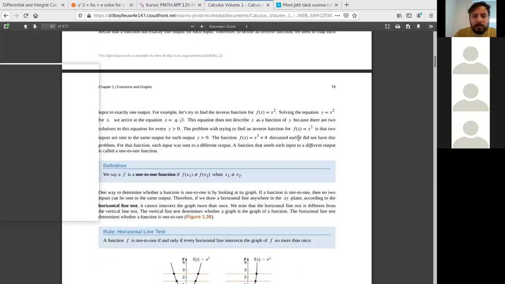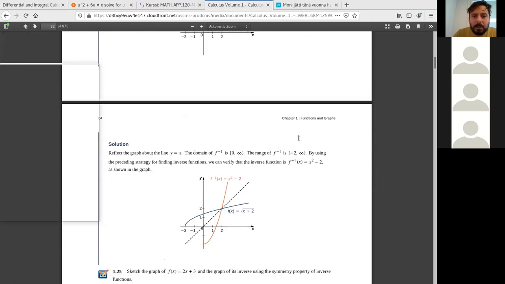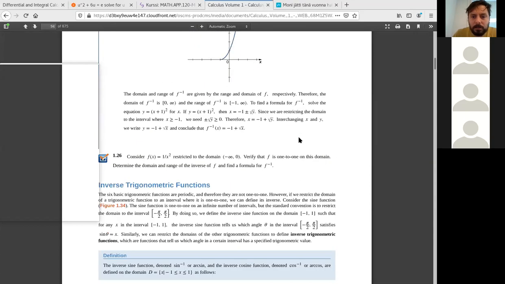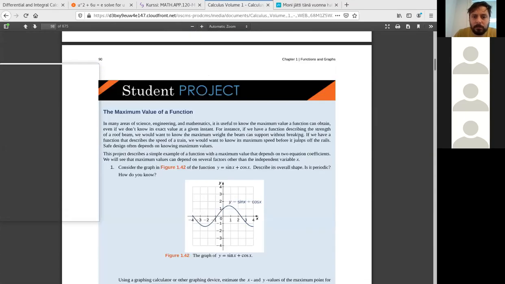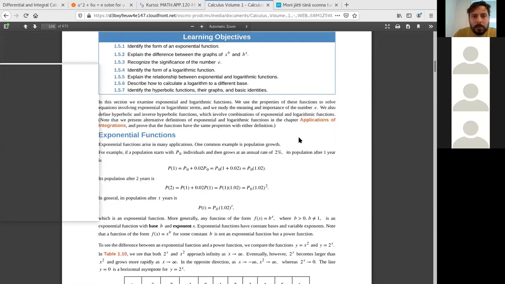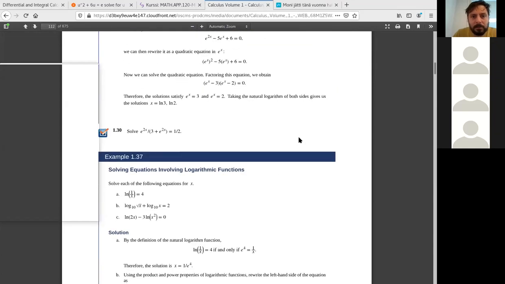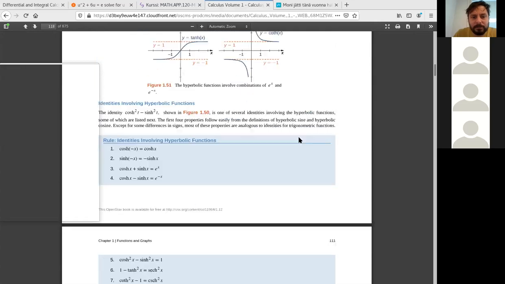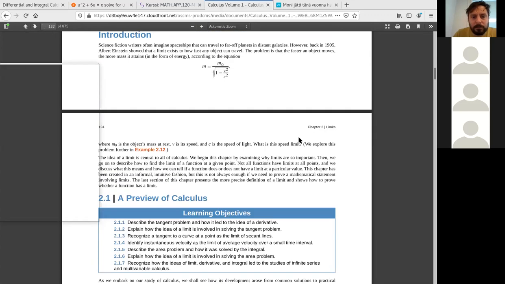I thought I had left it at the correct page. Terribly sorry about that. I was supposed to do the... Sorry. I have to go down to the.